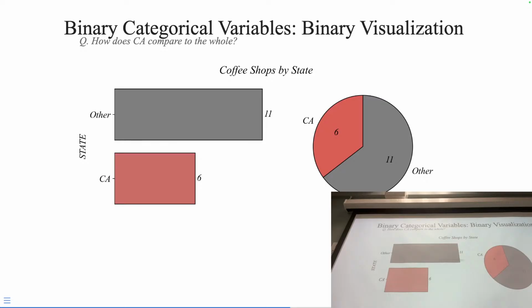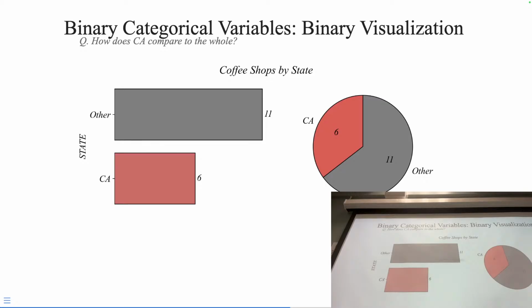So I think in most cases with categorical data, a bar chart will be easier to read, except for this one. And then I think this one, the edge may be for a pie graph. I don't know, does that answer your question?